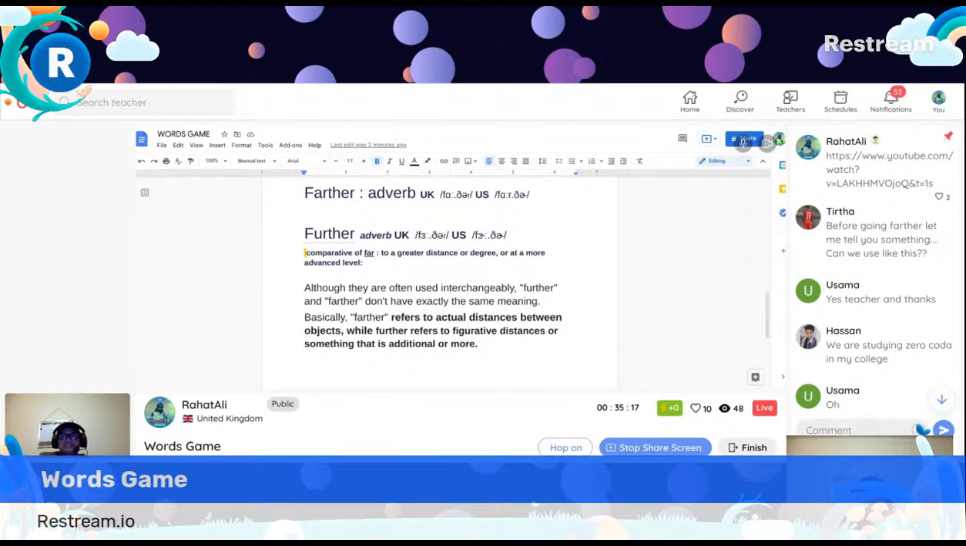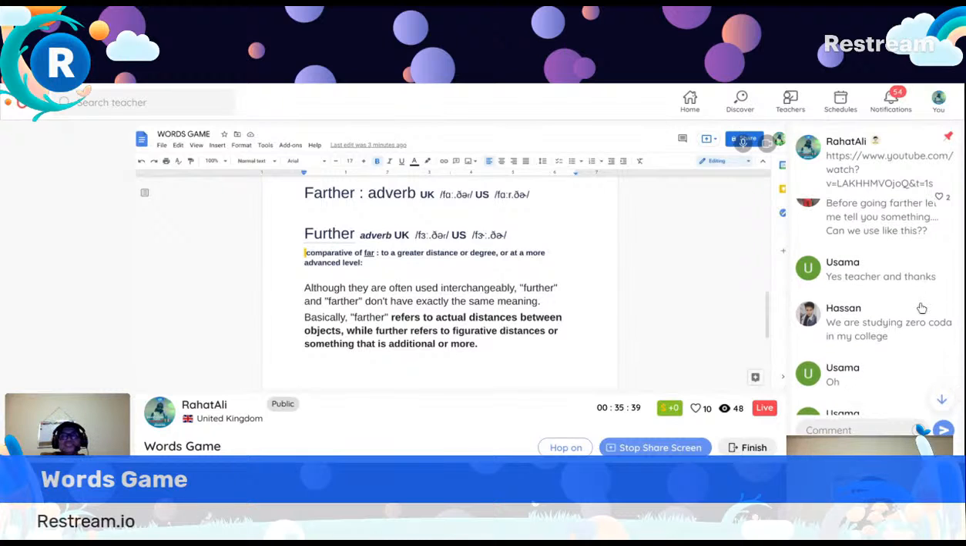Okay, Hassan said we are studying zero coda in my college. Oh, that's great. But if someone doesn't know what is zero coda, like me and many other people, it will be difficult for them to understand. But I believe that it's connected and related to phonetics. So where are you studying? Which college, Hassan? And which country?